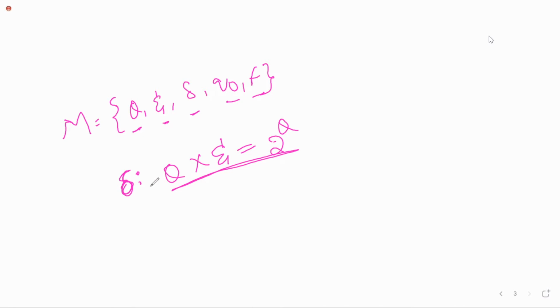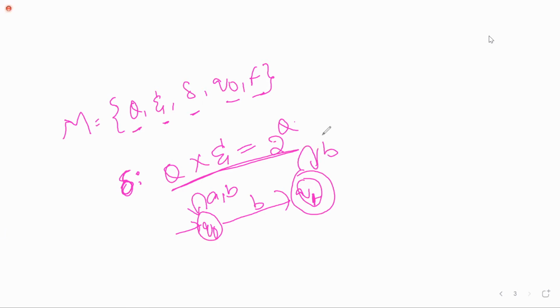Now, a string which ends with B. That is the question they have given you. A string which ends with B. Tell me, I'm starting from Q naught. Ends with B. Before it, anything can come, right? Ends with B. After it, can anything come? So simply, if I do the self loop, it is ending with B only.